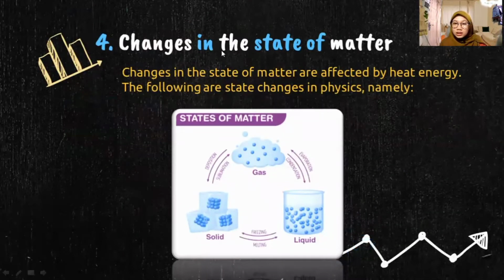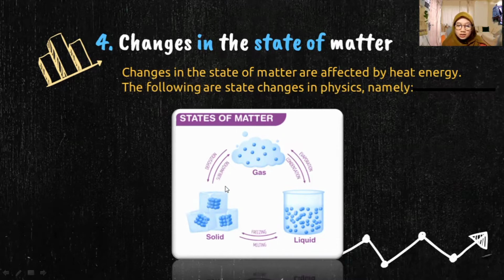Fourth is change in the state of matter. Changes in the state of matter are affected by heat energy. The following are state changes in physics. First, sublimation. Sublimation is change of state of matter from solid to a gas. Second is deposition or crystallization. Deposition is change of state of matter from gas to a solid.